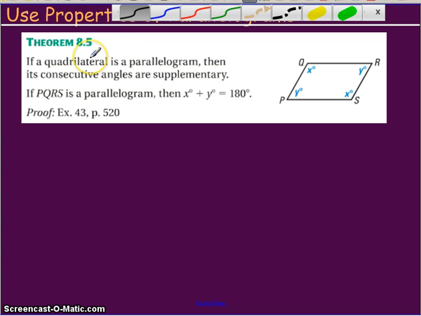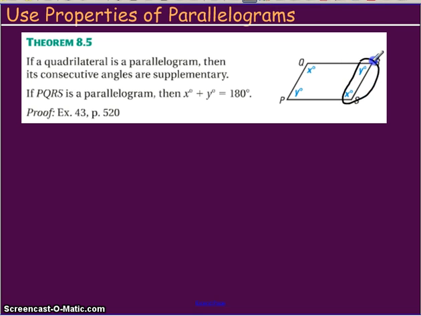Alright, let's see here. The third theorem is if a quadrilateral is a parallelogram, then the consecutive angles are supplementary. So that means that x and y here would add to equal 180, or this x and y here would add to equal 180. Doesn't matter which pair of consecutive angles, remember consecutive means right next to each other, any one of those 4 pairs is going to add up to equal 180 degrees.